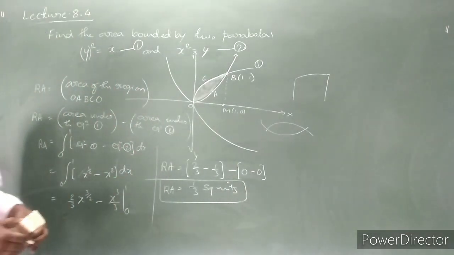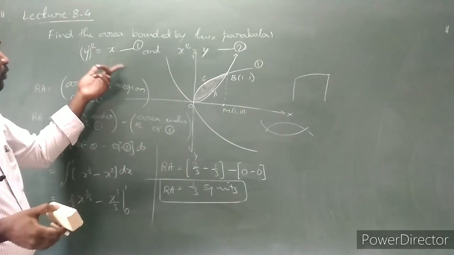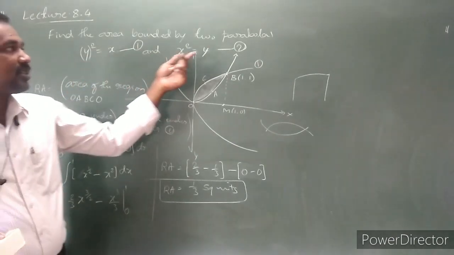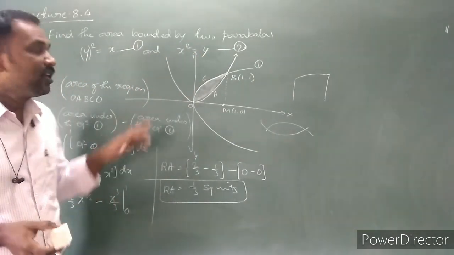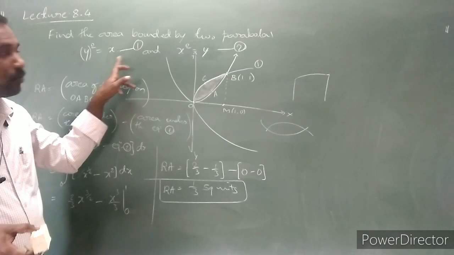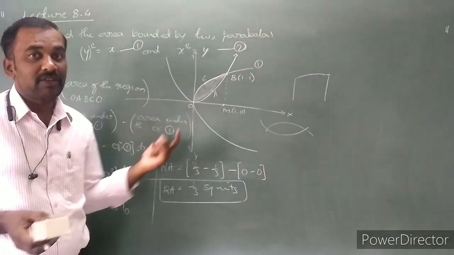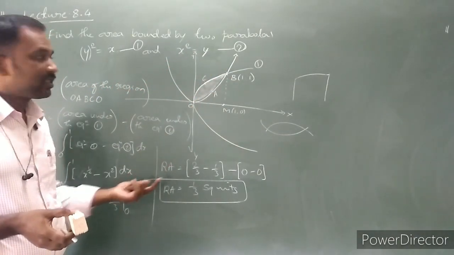This is the area bounded by the two parabolas y square is equal to x and x square is equal to y. If we take y square is equal to 4x and x square is equal to 4y, we will get a different result. Is that clear?